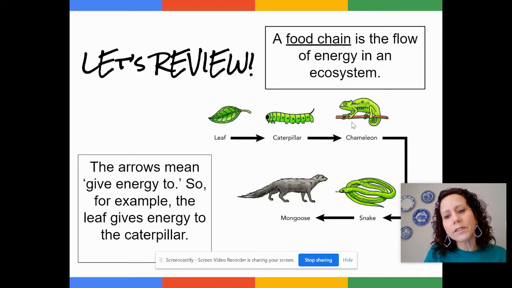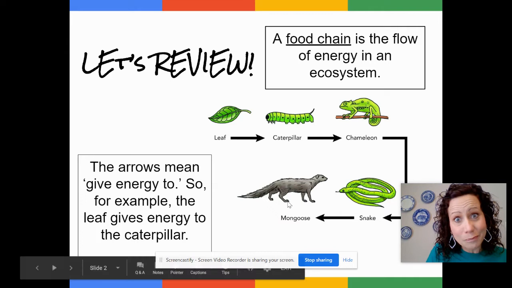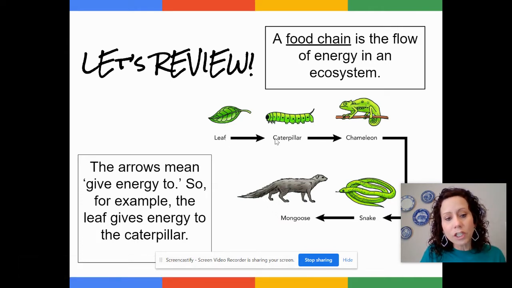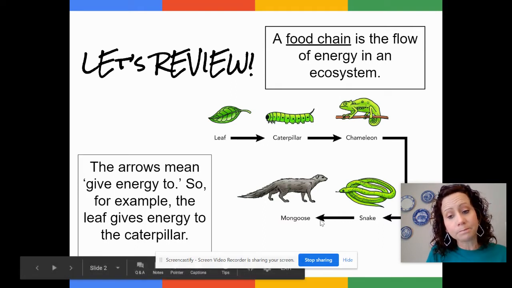The caterpillar gives energy to the chameleon. The chameleon gives energy to the snake. And then the snake gives energy to this mongoose right here. So you can see that these arrows mean "give energy to." And that's how we see the flow of energy in an ecosystem.